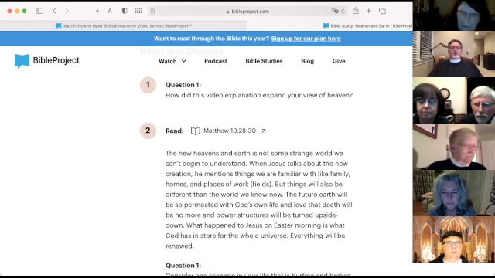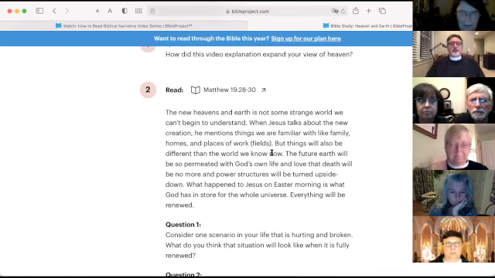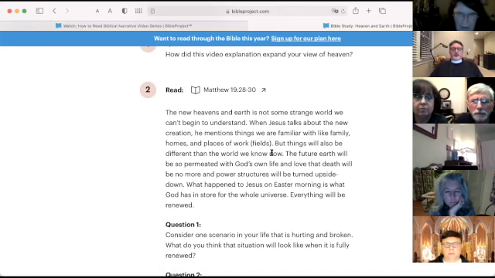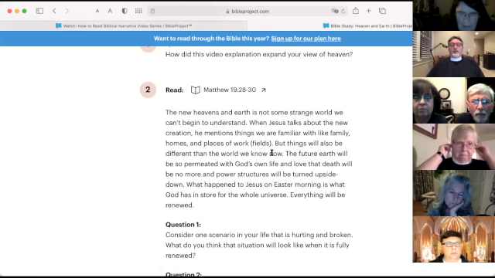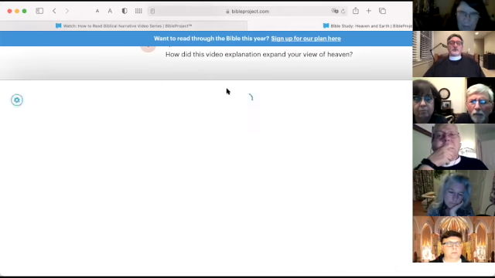All right, let's go to the Matthew passage here. The introduction says the new heavens and earth is not some strange world we can't begin to understand. When Jesus talks about the new creation, he mentions things we are familiar with, like family, homes, places of work, the fields. But things will also be different than the world we know now. The future earth will be so permeated with God's own life and love that death will be no more and power structures will be turned upside down. What happened to Jesus on Easter morning is what God has in store for the whole universe. Everything will be renewed. So let's read this passage.